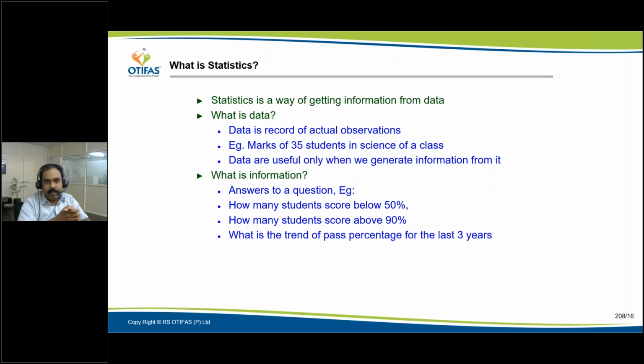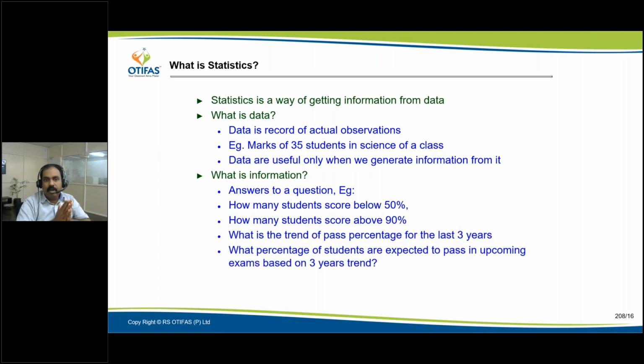Okay, now very interesting. I am going to ask one more question. What percentage of students are expected to pass in the upcoming exam based on the 3 years trend? So far I was seeking very simple information. But just look at the last question. What percentage of students are expected to pass in the upcoming exams based on the 3 years trend?